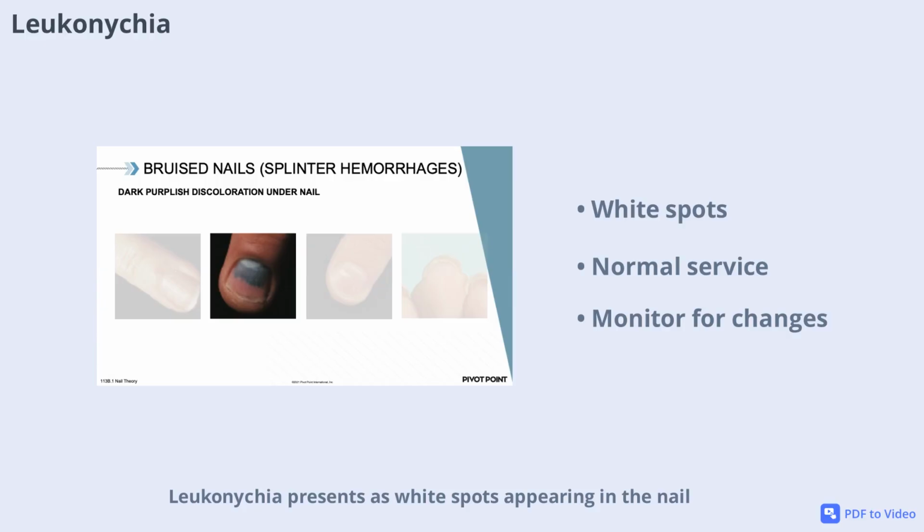Leukonychia presents as white spots appearing in the nail, usually due to small separations from the nail bed. These spots grow out with the nail and normal nail services can be performed. Monitoring for changes and maintaining regular care is important.